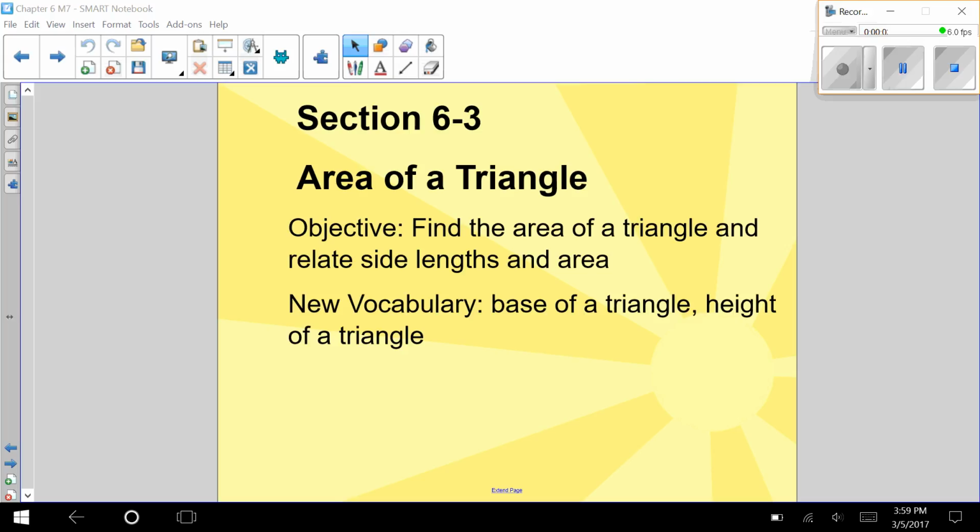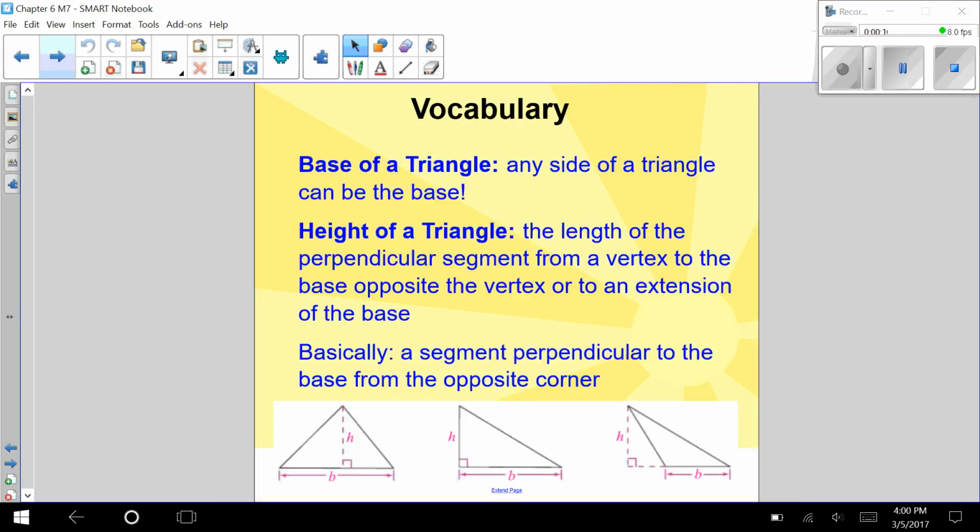This is section 6.3, area of a triangle. Our objective today is to find the area of a triangle and relate side lengths and area. The base of a triangle is any side of the triangle.